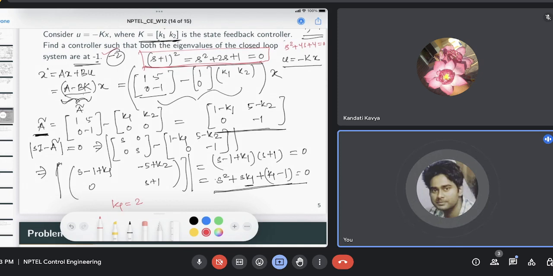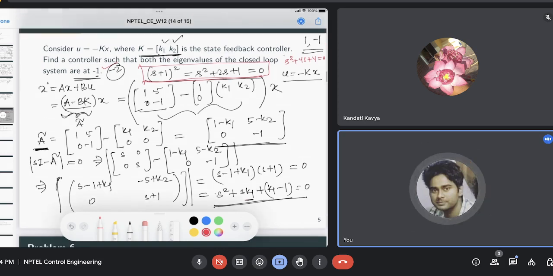Then can we choose k1 so that k1 equals 4, or k1 minus 1 equals 4 as well? It's not possible. So you see why this problem is happening. Can you answer?